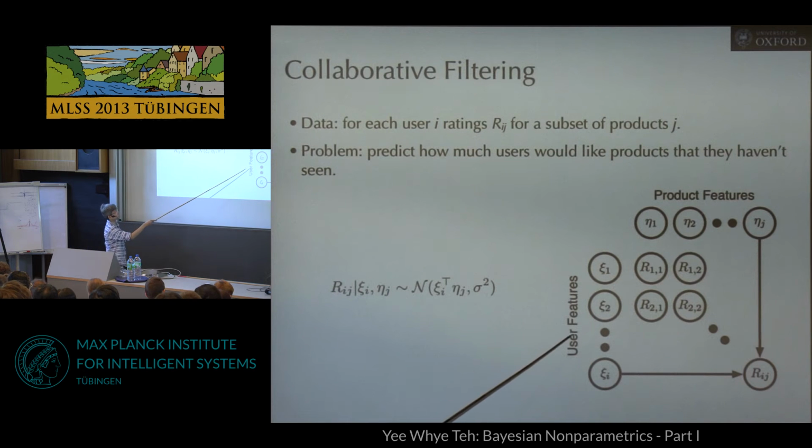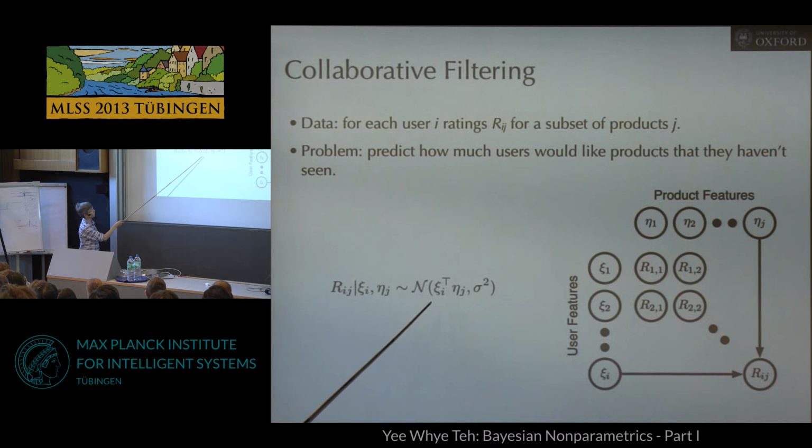Of course, we don't observe the user features, nor do we observe the product features. And we can model the rating that a user gives to a movie as basically some Gaussian with a mean given by a dot product between these two feature vectors, plus some noise, for example. So this is a very standard model that is very well explored.